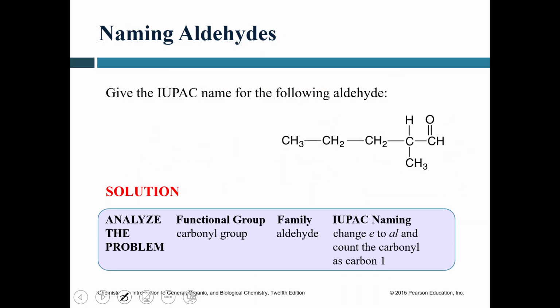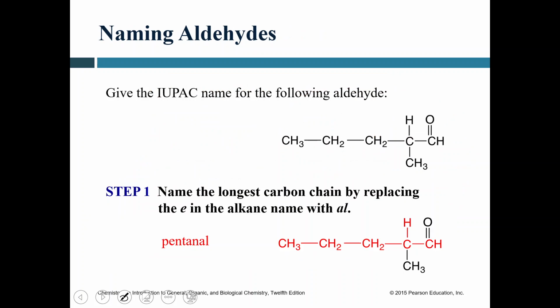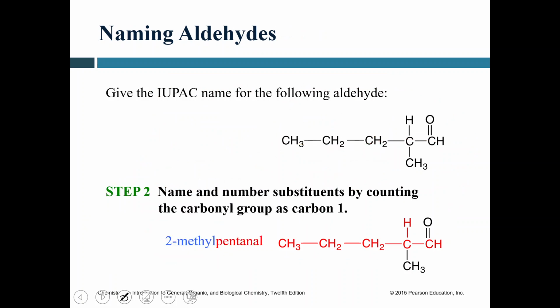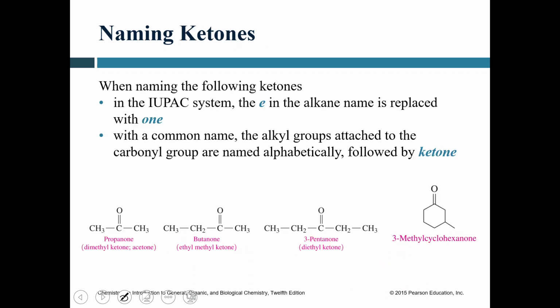So let's take a look at the name of this particular aldehyde. We need to identify the longest carbon chain, which will be this, and this carbon chain must include the CHO group. So 5 carbons, pentanal. And then we have a substituent, which is second to the aldehyde group. So it's going to be 2-methyl pentanal.